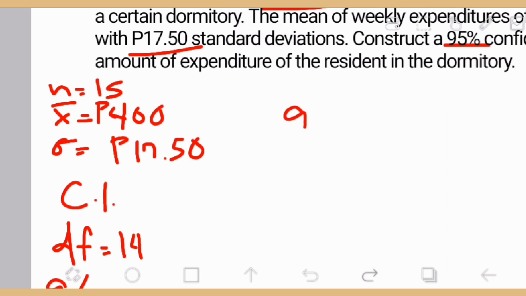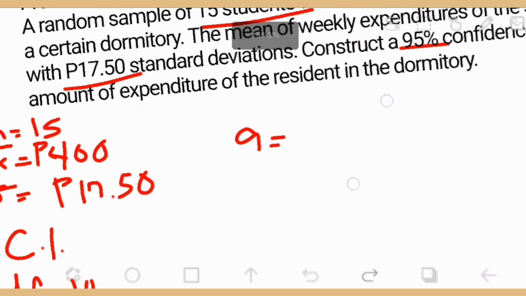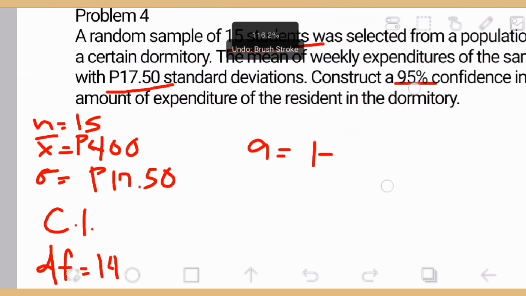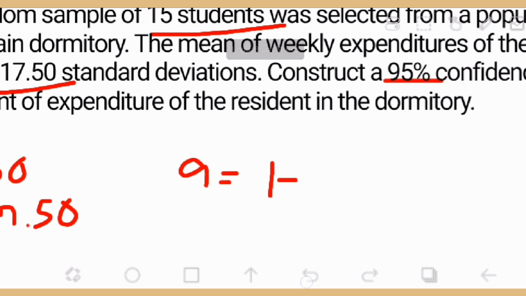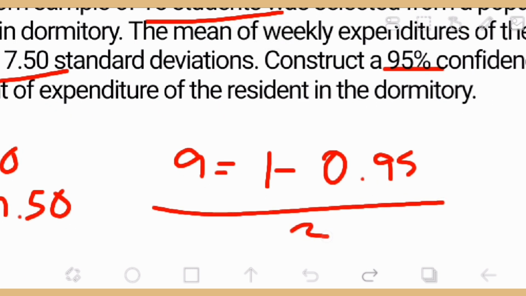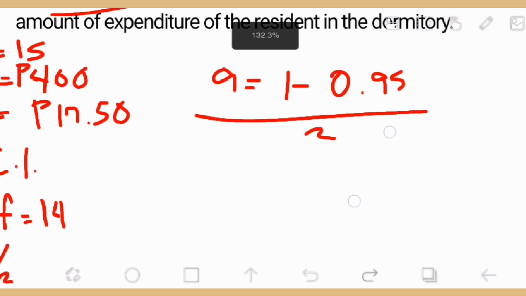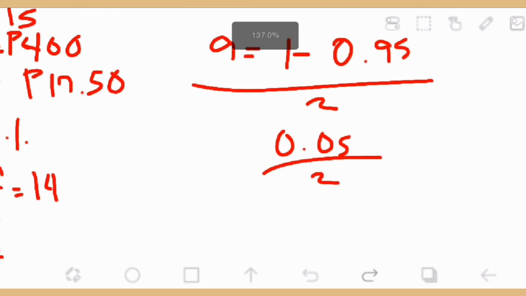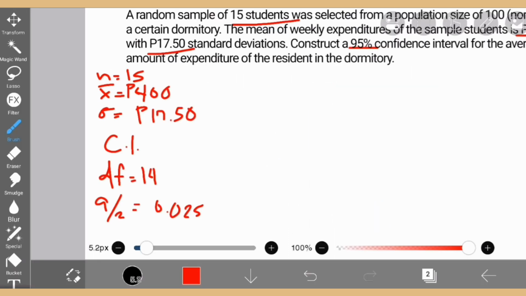So alpha, just like before, the value of alpha is equal to 1 minus 95%. Turn that into a decimal, so that would become 0.95, and then divided by 2. So we're going to solve that, and that would become 0.05 over 2, and then that would become 0.025.